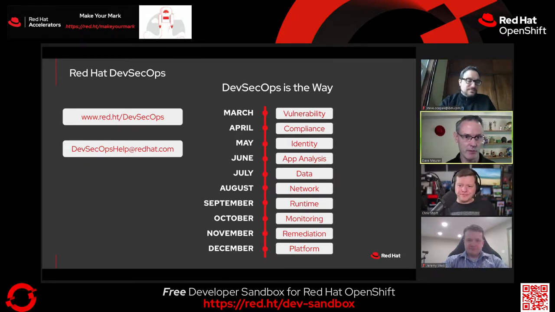If you want more information, on the left-hand side there's a shortened Red Hat URL, red.ht/DevSecOps. By the way, the D, the S, and the O do need to be capitalized. Don't ask me why, but if they're not capitalized, you'll get a 404. Or you can email us, and that doesn't need to be capitalized, at devsecopshelp@redhat.com.